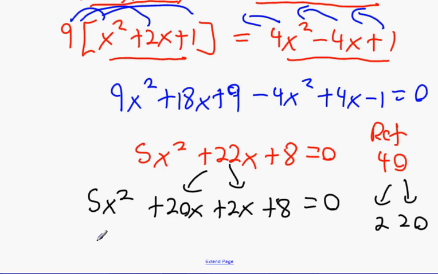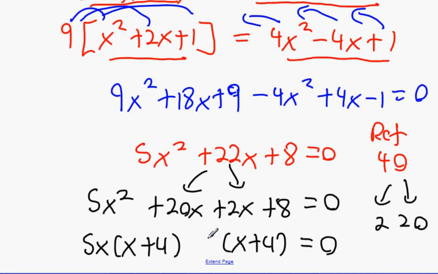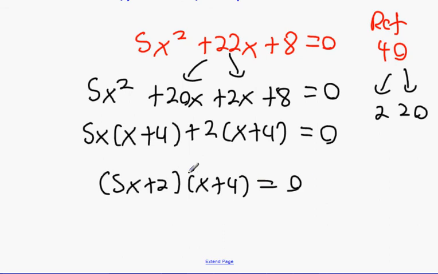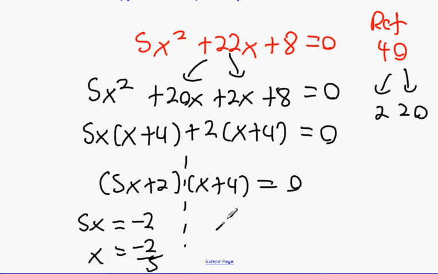Factorize the first 2. Take out 5x. You're going to be left with x plus 4. Second bracket is the same automatically. And what number multiplies by x plus 4 to give you 2x plus 8? 2. Plus 2. Therefore your answer is going to be 5x plus 2, bracket x plus 4 equals 0. Break it in half. 5x equals minus 2. X equals minus 2 over 5. Or x equals minus 4.